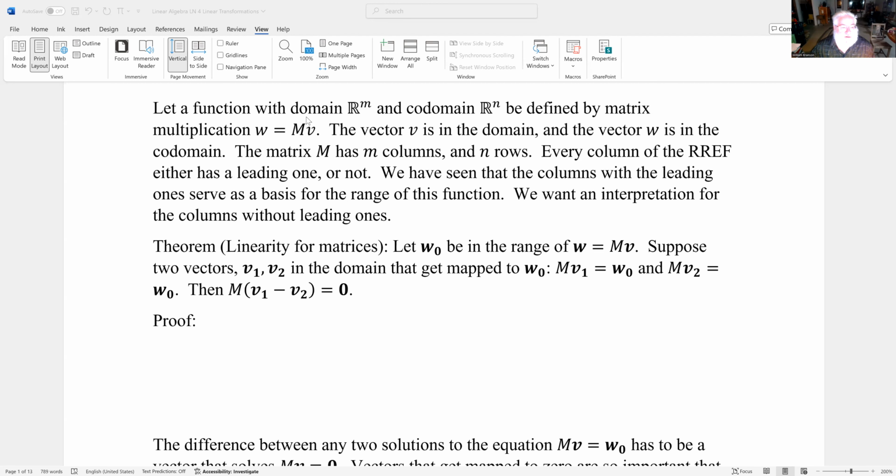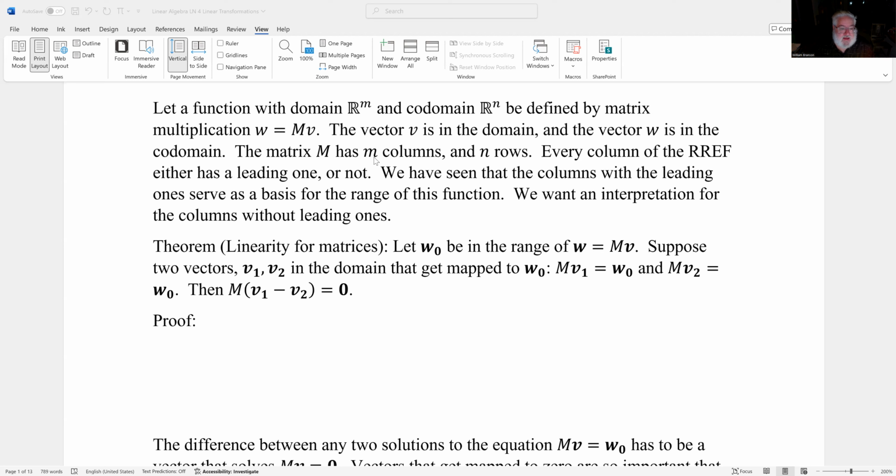So suppose we have a function whose domain is Rm and codomain is Rn. We can define that by matrix multiplication: M times V, where V is in Rm, equals W. So V is in the domain, vector W is in the codomain.